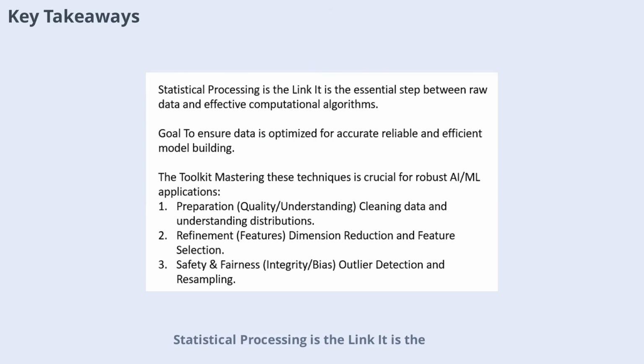Statistical processing is the link. It is the essential step between raw data and effective computational algorithms. Goal: to ensure data is optimized for accurate, reliable, and efficient model building. The toolkit mastering these techniques is crucial for robust AI/ML applications. 1. Preparation: quality understanding, cleaning data, and understanding distributions. 2. Refinement: features, dimension reduction, and feature selection. 3. Safety and fairness: integrity, bias, outlier detection, and resampling.